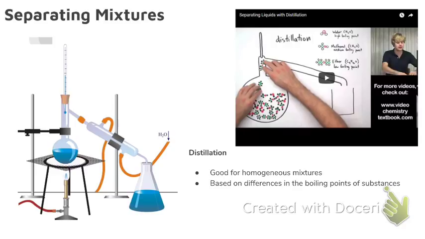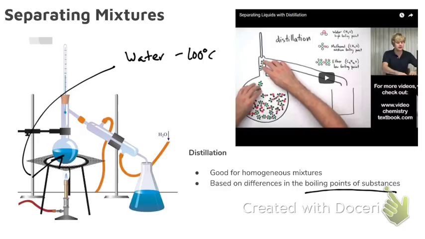Basically, what happens is, let's just say, for example, distillation, the biggest thing is you use the boiling point of the substances to separate the material. So let's say you have a solution, and in this solution you had water, which boils at 100 degrees Celsius, and say ethanol, which is an alcohol, which, I'm not too sure, but let's say boils at 50 degrees Celsius.